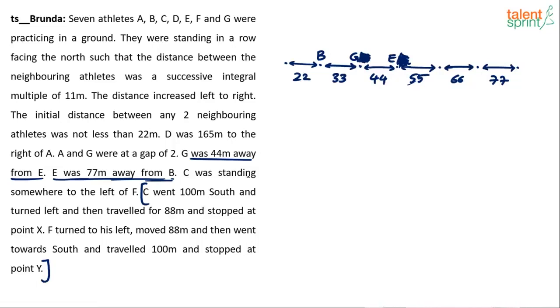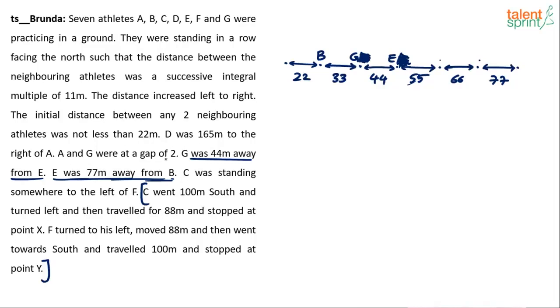This point says C was standing somewhere to the left of F. So wherever you take F, C should be on the left side. Which means F cannot come here, because if you take F here, C should be on the left side of F, which is not available. That position is not available. F can come here or here or here. So this point will not be very useful. Look at this point. D was 165 meters to the right of A.